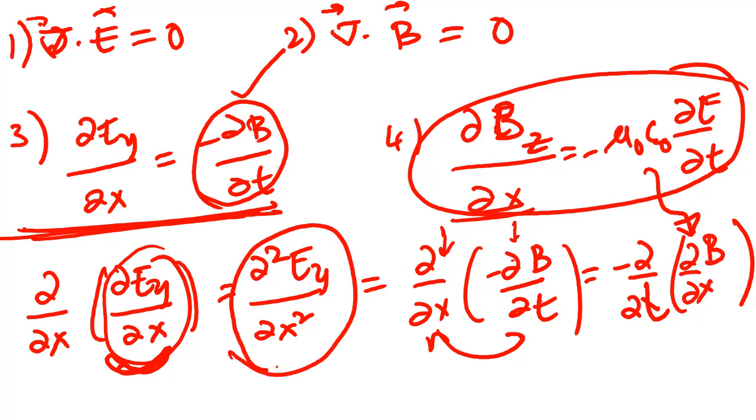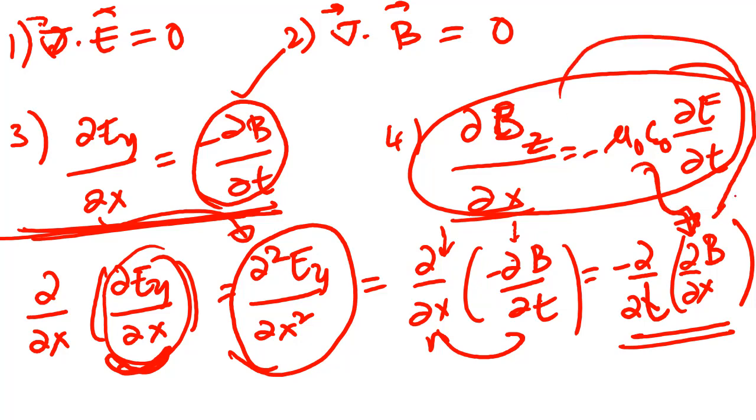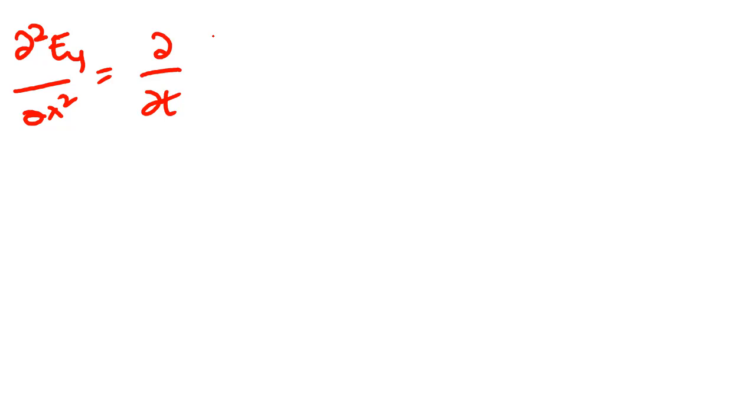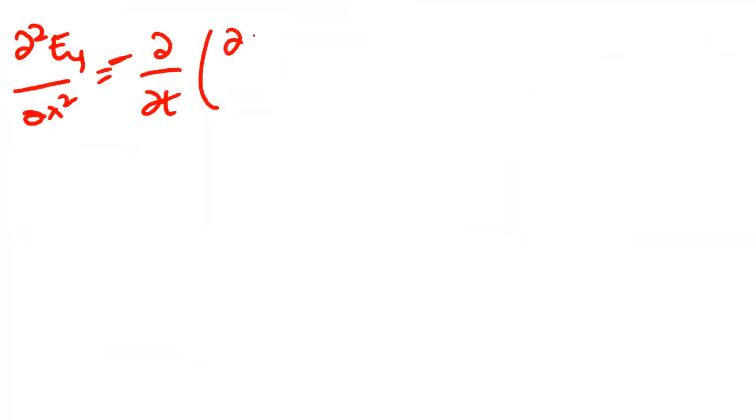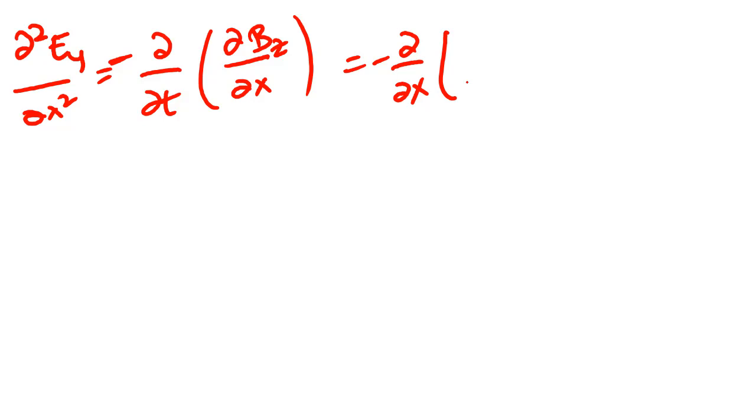So here on the left hand side we have this, on the right hand side we have this, and I'm going to plug equation 4 into ∂B/∂x, right? So I'm going to just rewrite this on the next slide. So I have ∂²Ey/∂x² is equal to ∂/∂t of, we had a minus sign and ∂B/∂x, and this is along z. So then I can write minus ∂/∂x, from equation number 4 in the Maxwell's equations, we got ∂E/∂t.